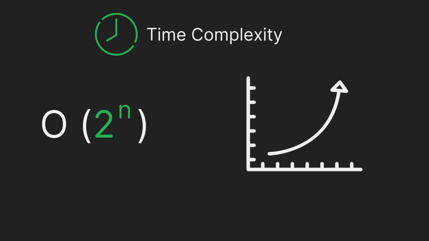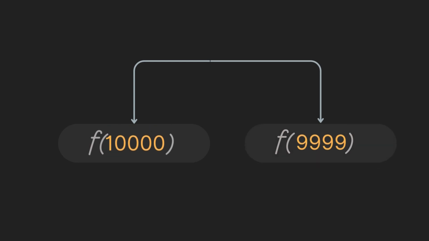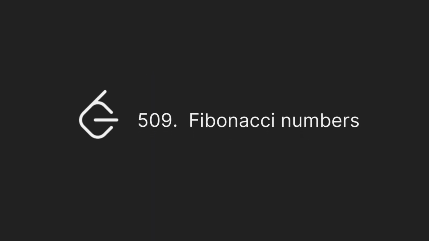However, let's talk a bit about its time complexity. This recursive solution has a time complexity of big O, 2 to the power of n, which grows exponentially as n increases. That's because the function ends up recalculating the same Fibonacci values multiple times, making it inefficient for larger values of n. In the next video, we'll dive deeper into the limitations of this approach and explore a more optimized solution to calculate Fibonacci numbers.